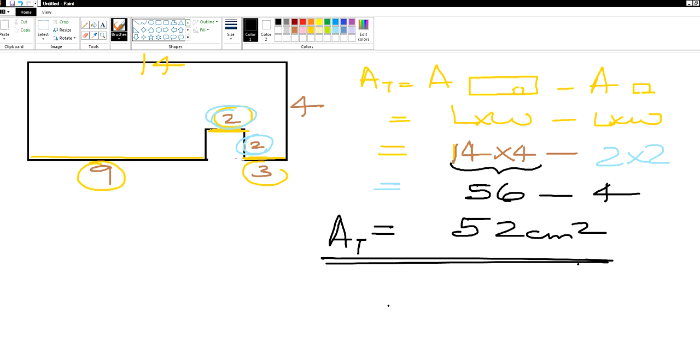Okay. So in this technique we use the takeaway one. You can use an adding one if you like. It's up to you how you do it. You've got to work out shapes and sides which are missing. And that was question number 12.